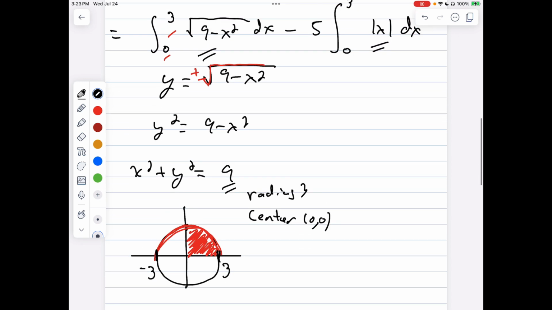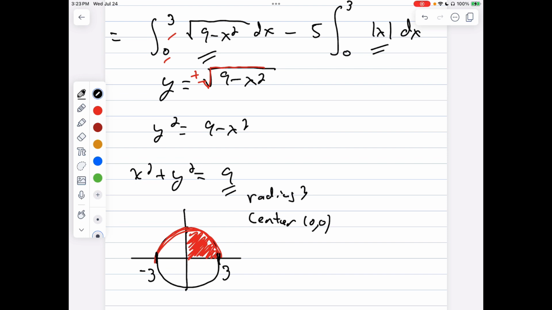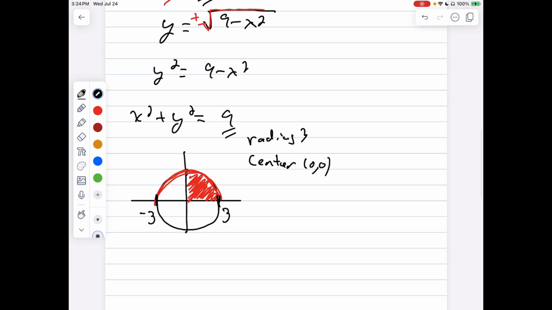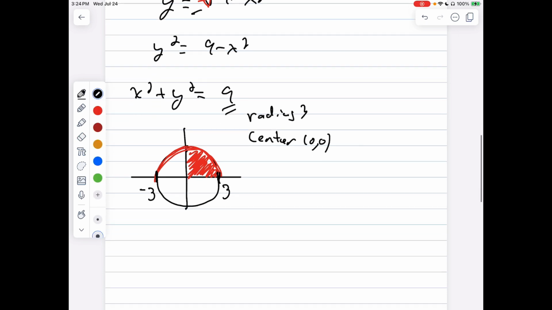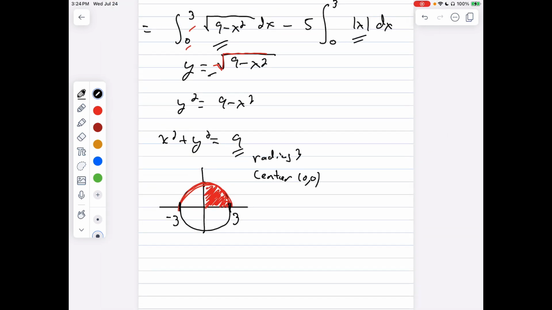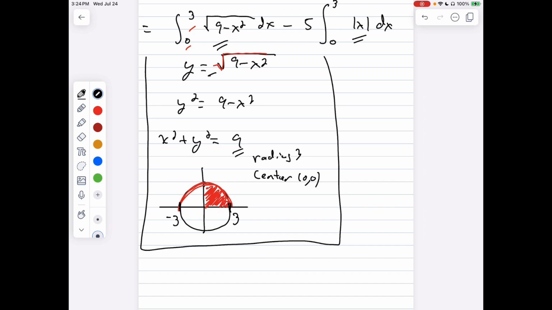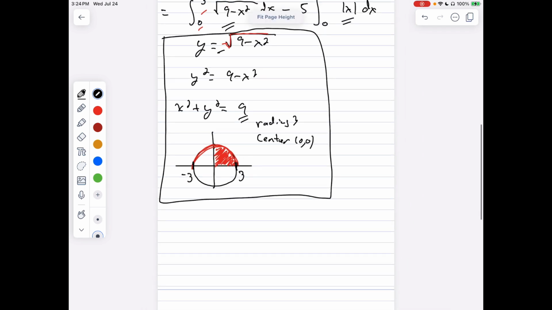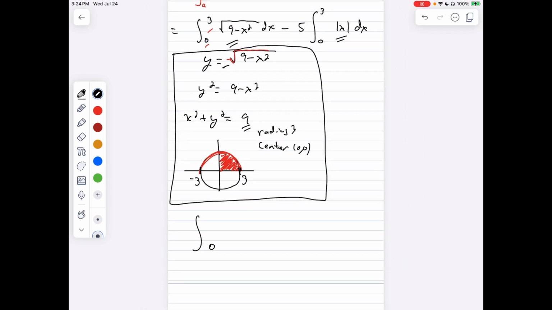So that equation represents a circle. The square root of 9 minus x squared tells you it's the top half, and the limits of integration, the 0 and the 3, tell you it's only the right half of the top. If you had a minus in front of your square root, then you'd be looking at the bottom half. So just make a note of that. So that integral, the integral from 0 to 3 of square root of 9 minus x squared, is equal to the area of a quarter circle.